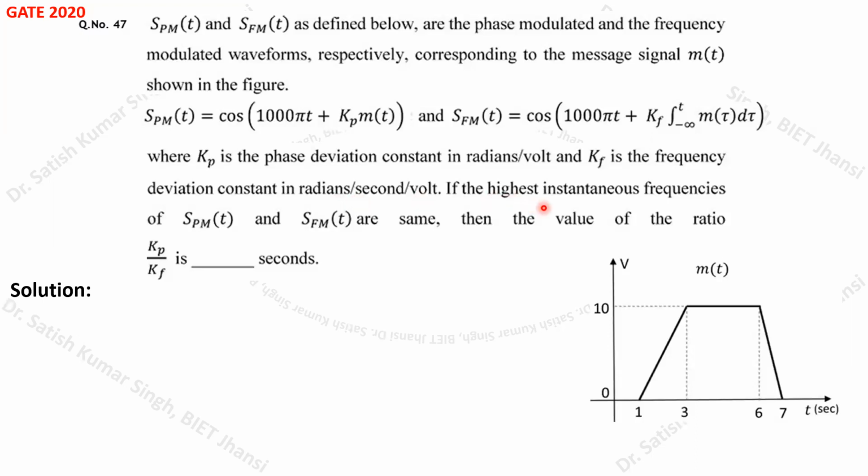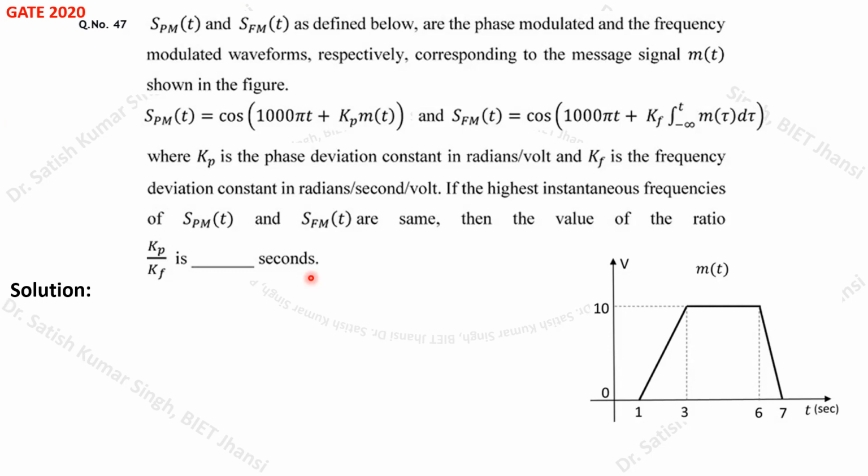Now, if the highest instantaneous frequencies of SPM(t) and SFM(t) are the same, then we have to find the value of the ratio of these two constants, kp upon kf, in seconds. So this is our problem, and that is what we have to find out.